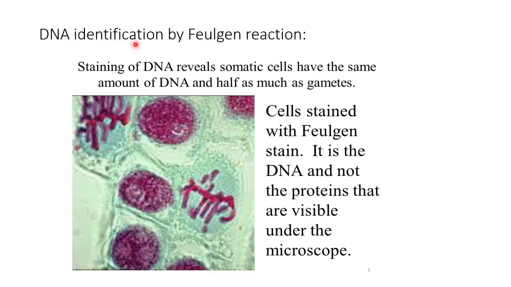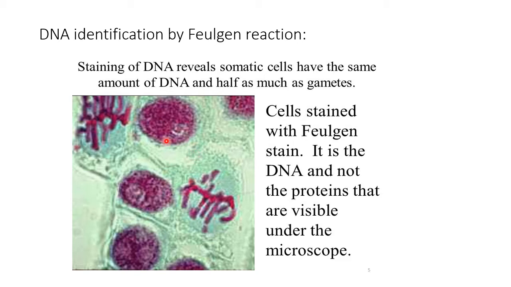DNA identification by Feulgen reaction. How was the DNA identified in the cell? First, to identify DNA, a stain was done. A stain means coloration or staining. Cells were stained with Feulgen stain. It is a reagent that colors the DNA red. When applying this stain, it was found that red coloration appears inside the nucleus of a cell. Thus, they concluded that the DNA is present inside the nucleus of a cell, and the DNA is colored, not the proteins. So, identification of DNA was done by the Feulgen reaction.